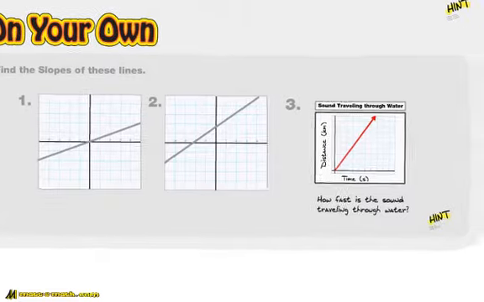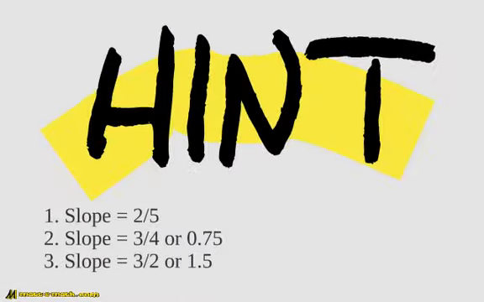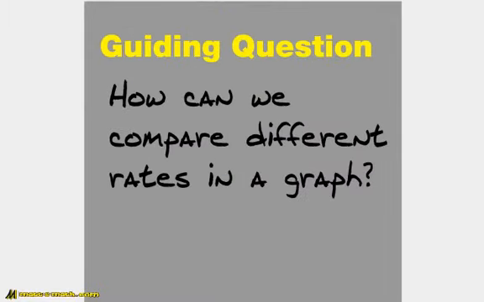All right, how'd you do? You ready? Here they are. Here it is. 2 over 5, 3 over 4, and then 3 over 2, or 1.5 kilometers per second. So if you think about it with sound traveling through water, it's 3 kilometers per 2 seconds, or 1.5 per 1 second. The slope becomes the unit rate. Remember that from previous lessons. All right. Well, can you answer this question now, how we can compare different rates in a graph looking at the slopes of a line?